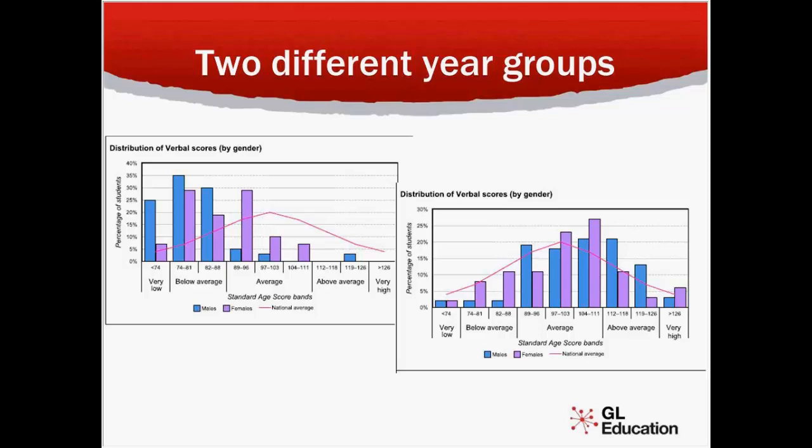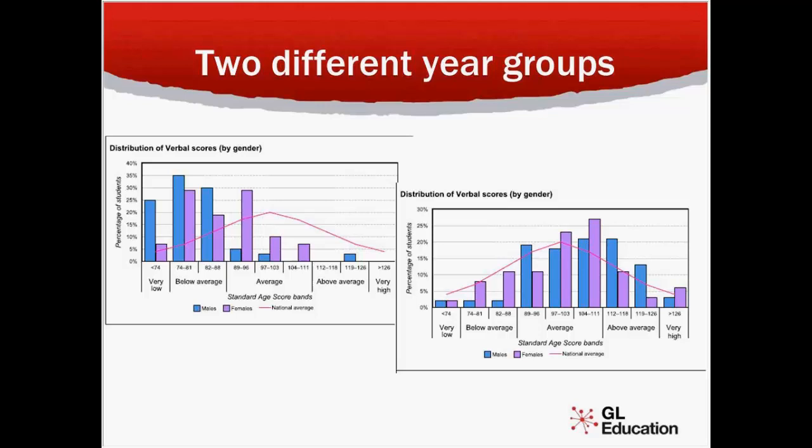So we can see that the year group that's depicted on the left-hand bar graph is actually very, very weak verbally. Most of their scores are appearing in the below average or the very low category. So we've got a significant challenge with this particular year group in terms of their language acquisition, their ability in English. We need to put significant interventions into that year group, which can easily be identified by looking at this particular report.